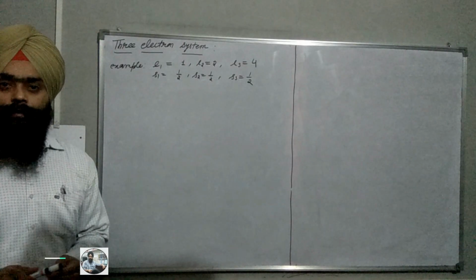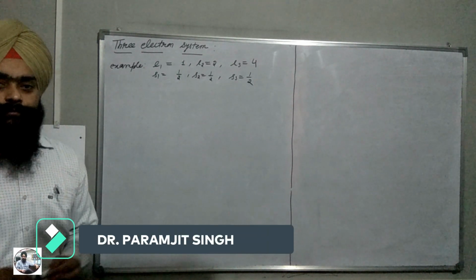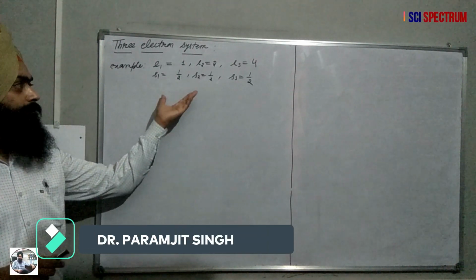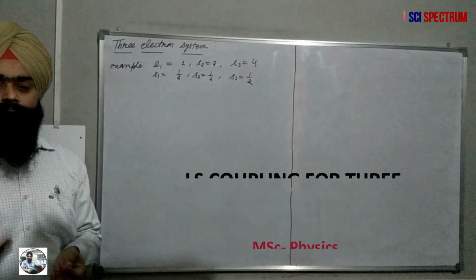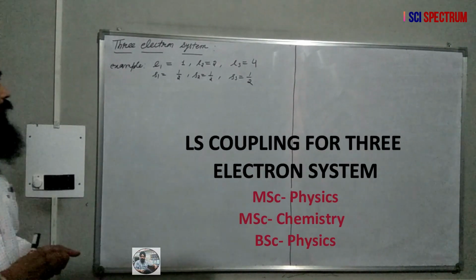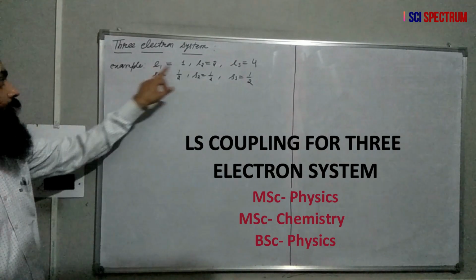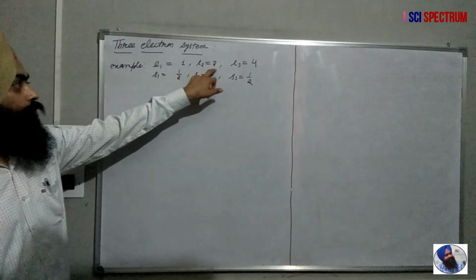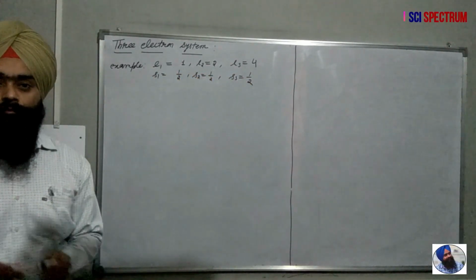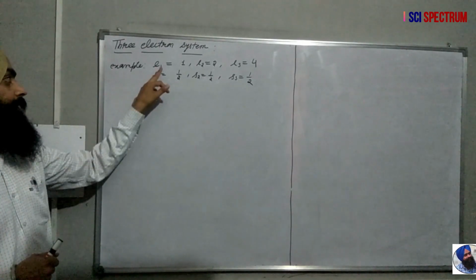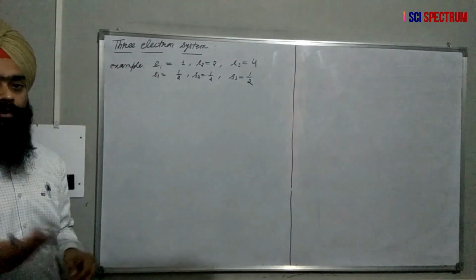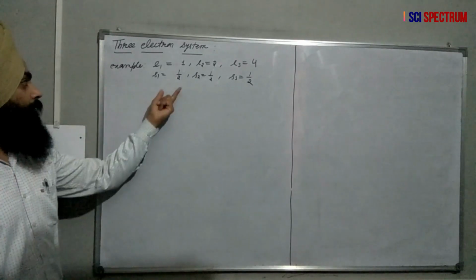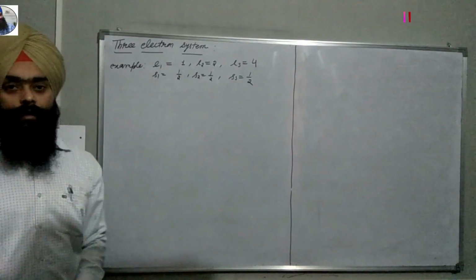So let us take an example for 3 electron systems. Sometimes these types of questions are asked in the master level classes. We have taken the example of L1 is equal to 1, L2 is equal to 2, L3 is equal to 4. For each of the L values we have 3 electrons. For each electron the value of S is half.